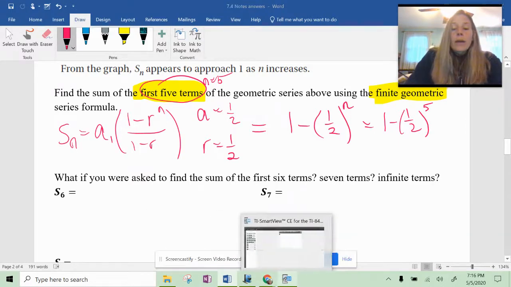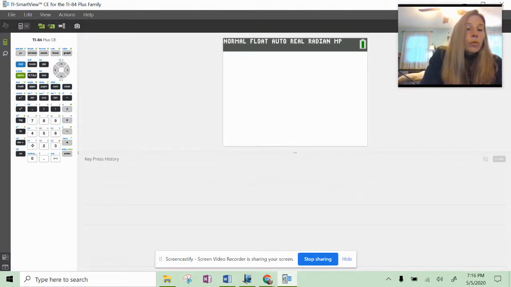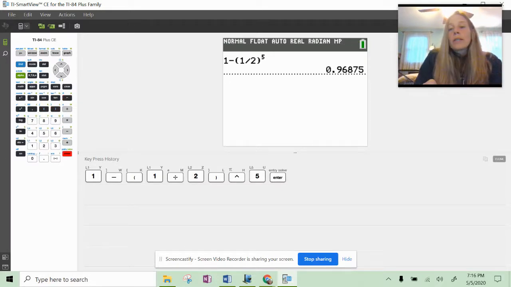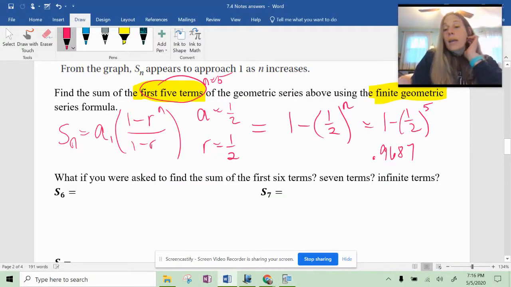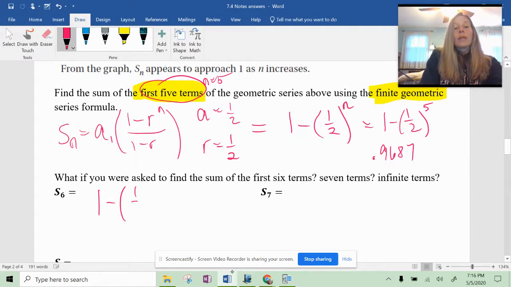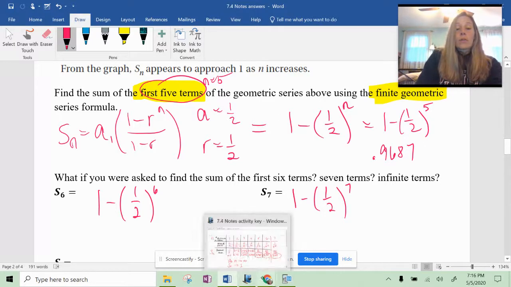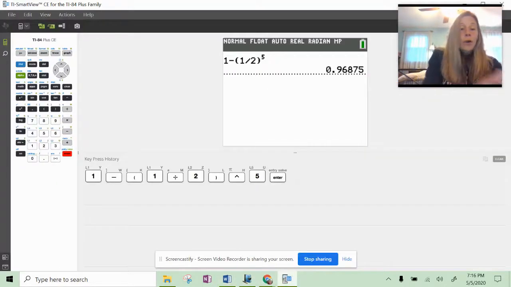When I do this on my calculator, 1 minus 1/2 raised to 5 is 0.96875. Now, if we were going to do this for the next two, I would just be putting in 2 different numbers: 1 minus 1/2 to the 6th and 1 minus 1/2 to the 7th. Again, you can just go ahead and put those in on your calculator.